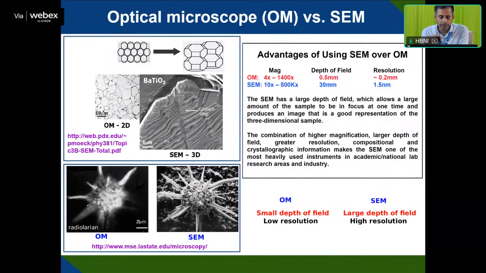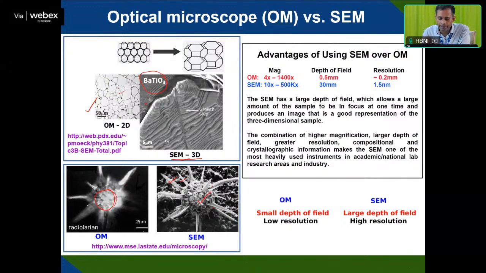If you see the comparison between the optical microscope and the scanning electron microscope, in the optical microscope you are just able to see the grain boundary, and even that is not looking fine. For barium titanate, this is the optical image and this is the SEM image. In the SEM image, you are able to see the growth steps, how this structure is growing. Those information you can get. For the radiolarian, the spikes are clearly visible in SEM, and the internal morphology is not clear in the optical image, but here you are able to see very clearly.